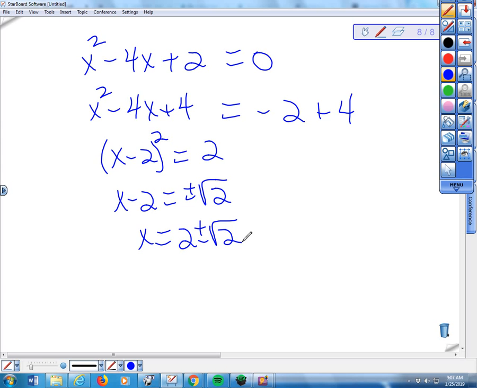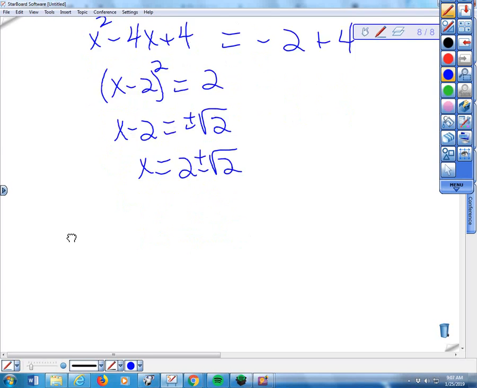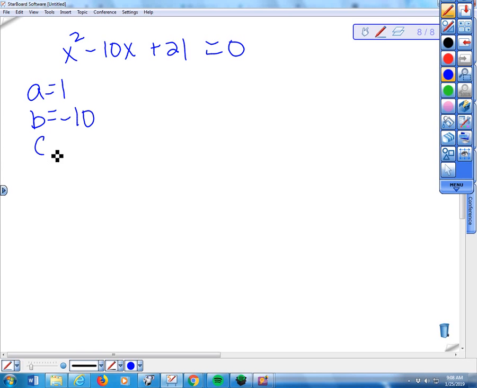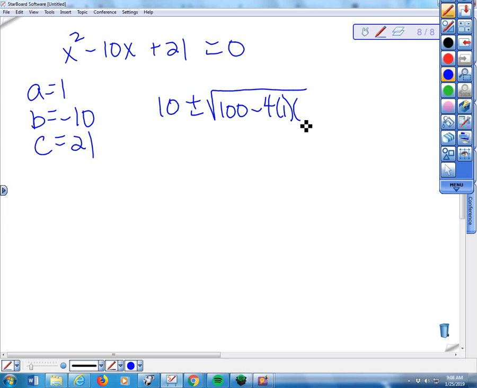Nine and 10, use the quadratic formula. Okay, so A is 1, B is negative 10, C is 21. So negative B is positive 10 plus or minus the square root of B squared minus 4 times A times C, all over 2.